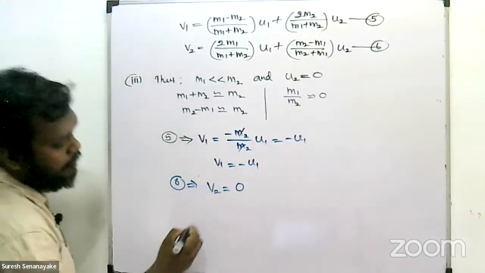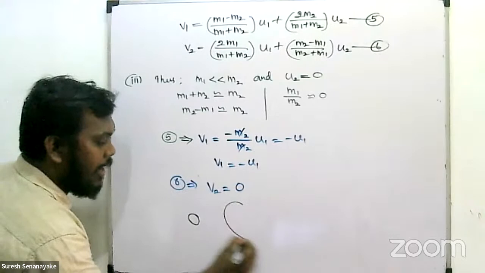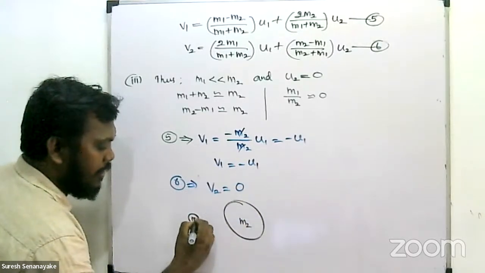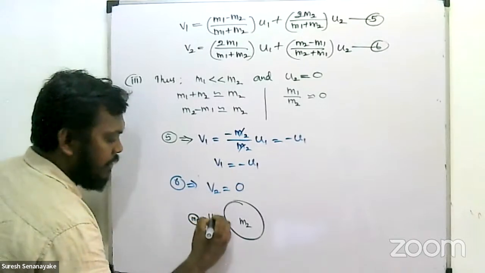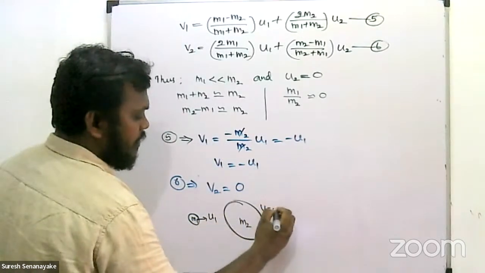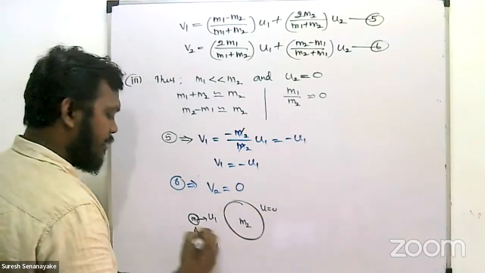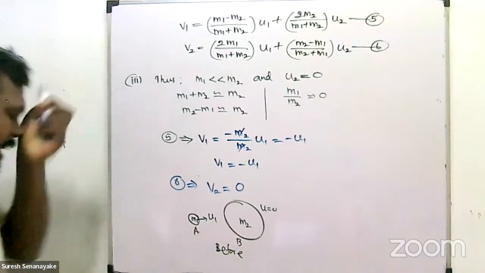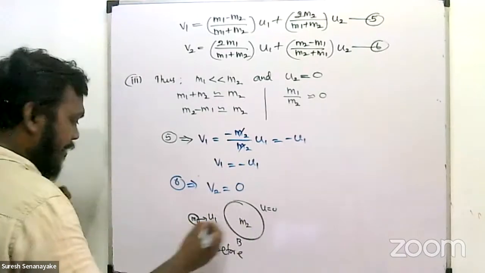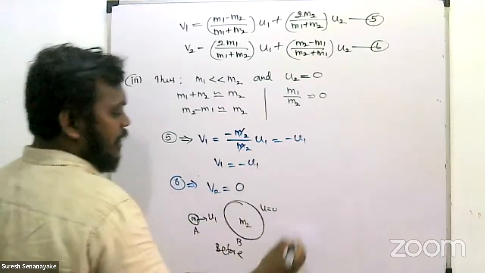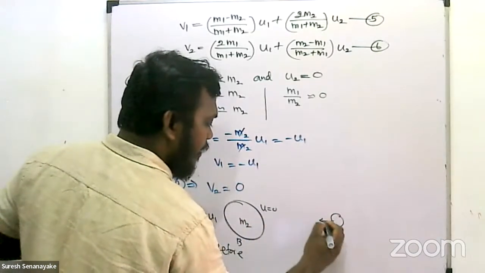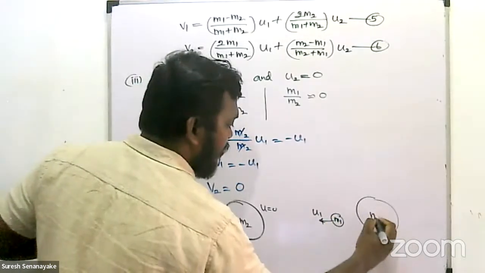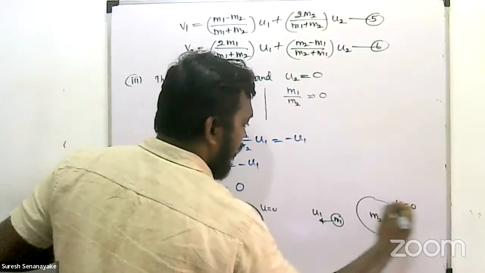Graphically again, smaller body and this is the large body. This is M2, this is M1. It's moving with U1, and this is stationary. This is before collision. Then after collision, it bounces back the other way with minus U1. The stationary body stays as it is.